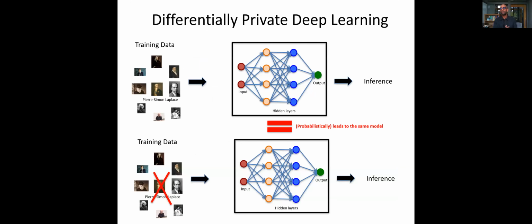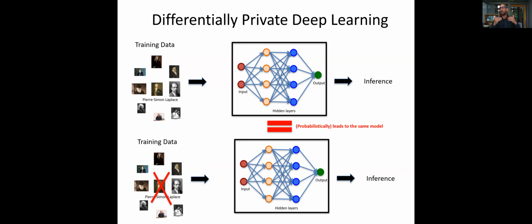In particular, for the case of deep learning, and for the definition we will stick to in the rest of this talk, we will assume the model weights as the output. So what we want is an algorithm which guarantees that if I had removed certain users' data, the model weights, probabilistically speaking, will roughly be the same. So that's what we mean by differentially private training of deep learning models.